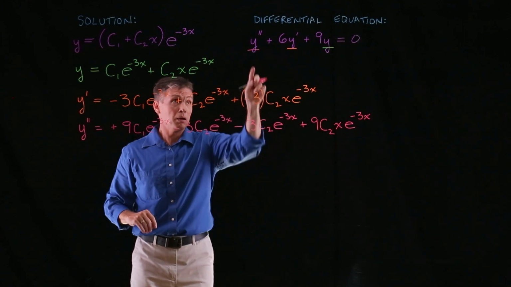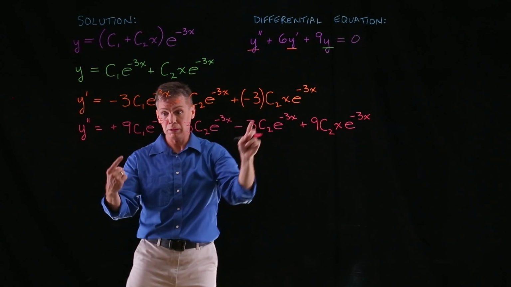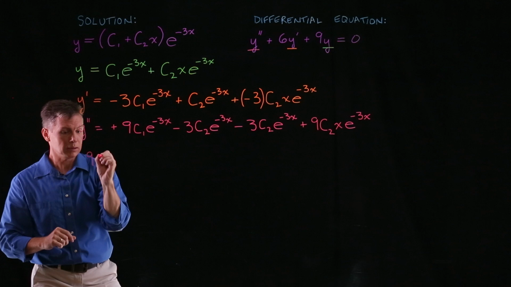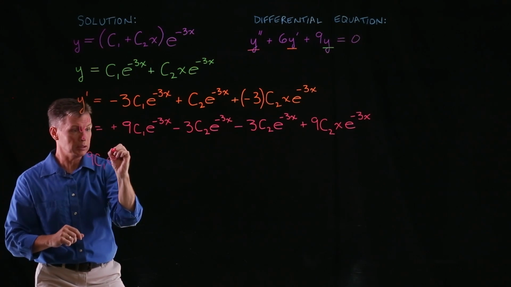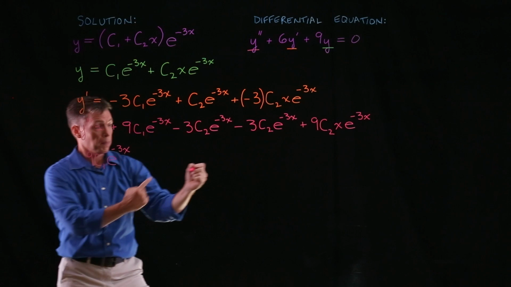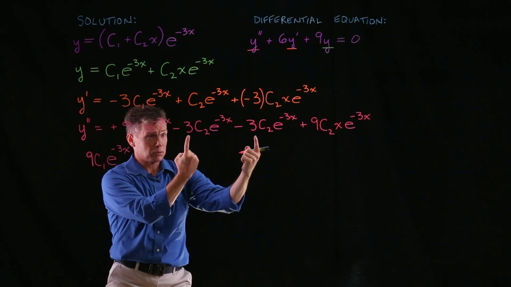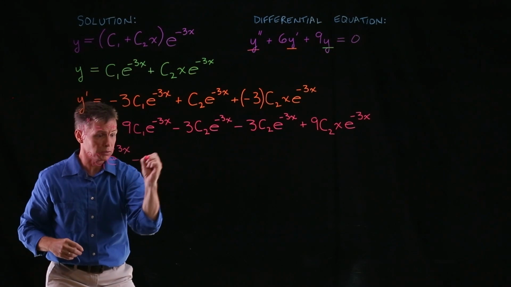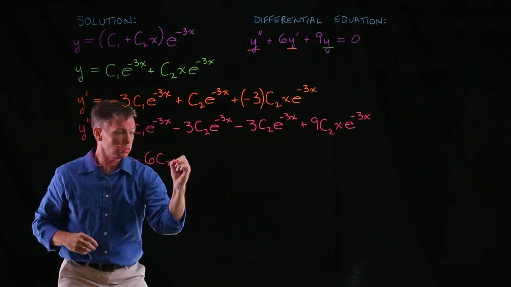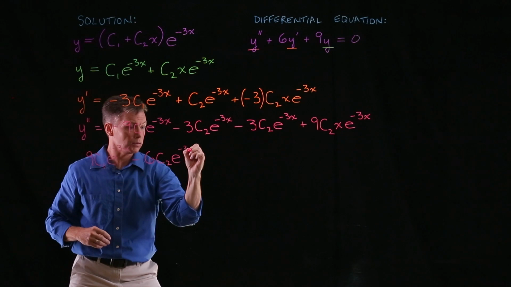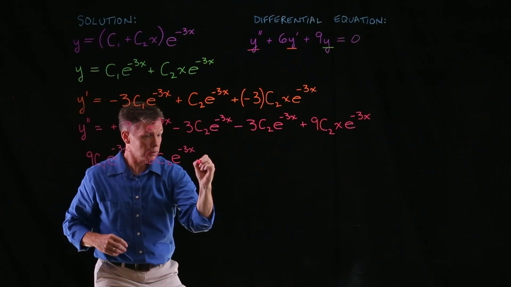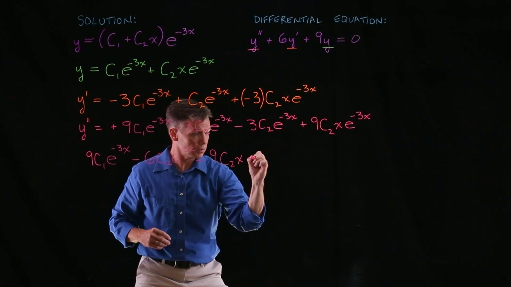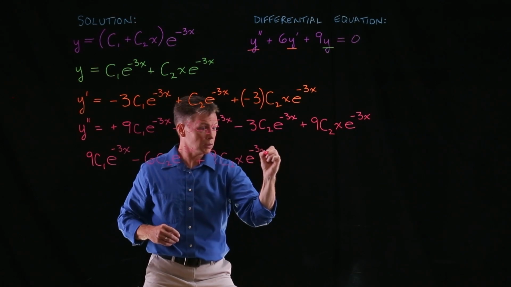Okay, so my y double prime, I have in pink here even. That's all right here. I'll just rewrite down below 9C sub 1 e raised to the minus 3x. As I'm doing this, notice there's minus 3C2 e to the minus 3x minus another 3C2, so that's minus 6C2 e to the minus 3x, and then plus 9C2x e to the minus 3x.